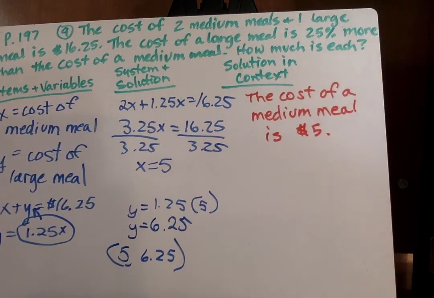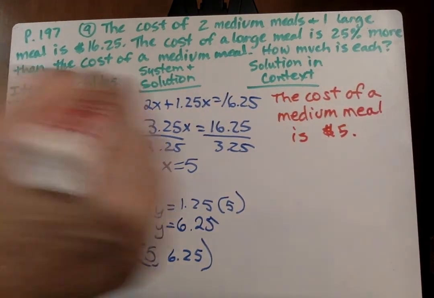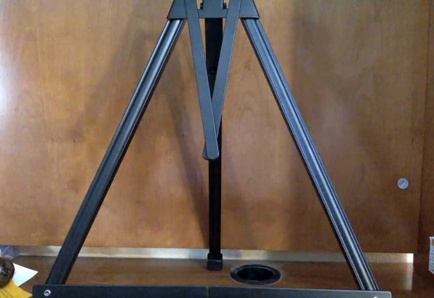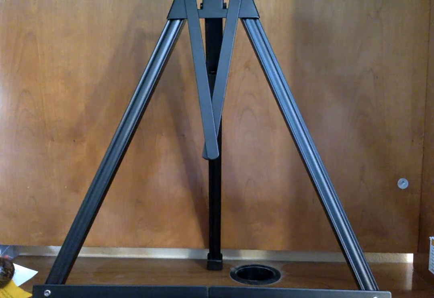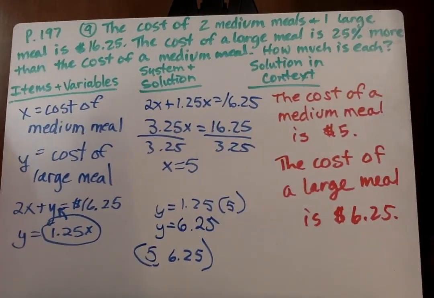All right, so we want to put that down. Then I'm going to say the cost of a large meal is $6.25. Okay, and you're done.